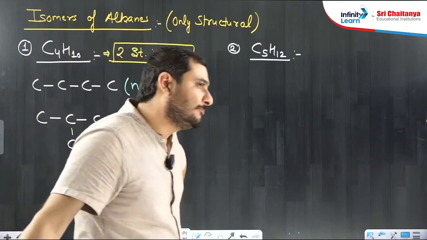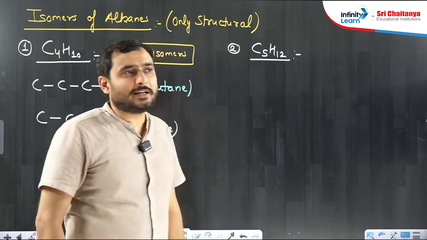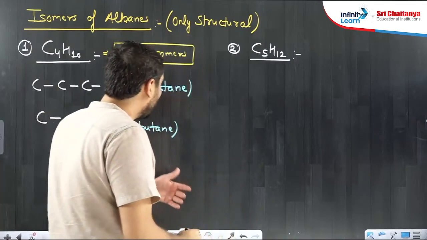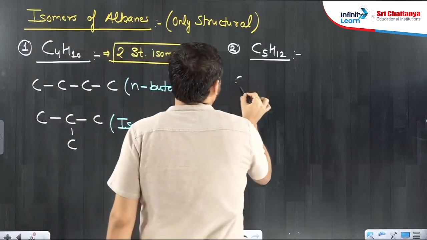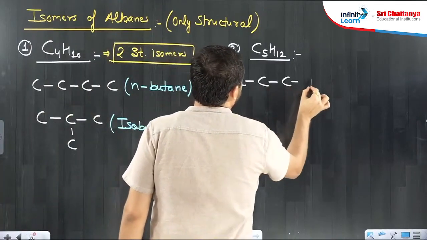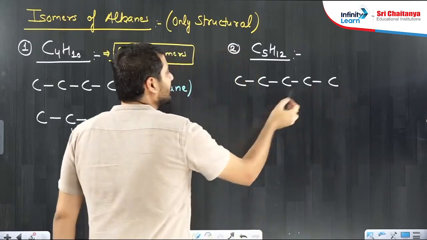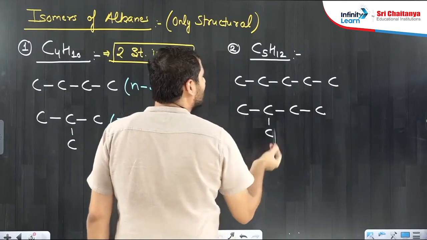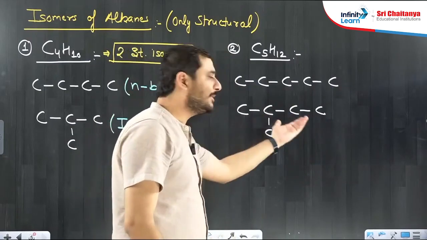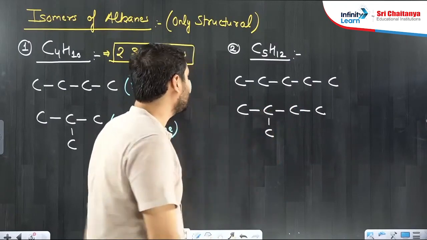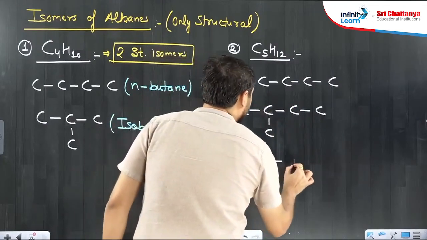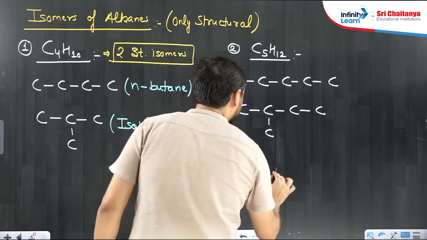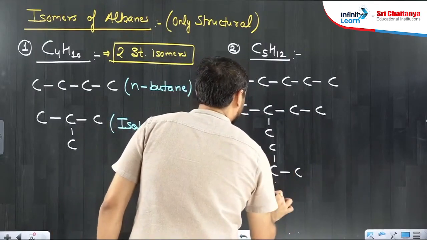3 are possible. In pentane there are 3 possible cases: normal pentane, isopentane and neopentane. Now how to draw these structures? First we write 5 carbon atoms in the parent chain, straight chain. Next we take 4 carbon atoms and 1 methyl branching. Methyl branching is only possible at the second position. Next is 3 carbon atoms in straight chain and 2 methyl branching at the second position.